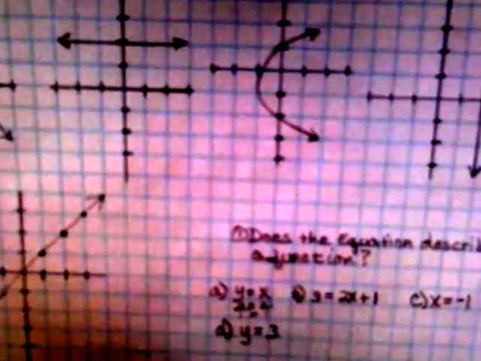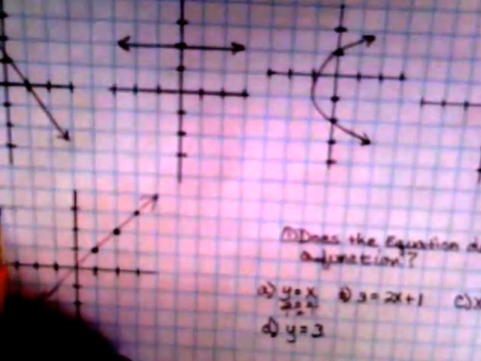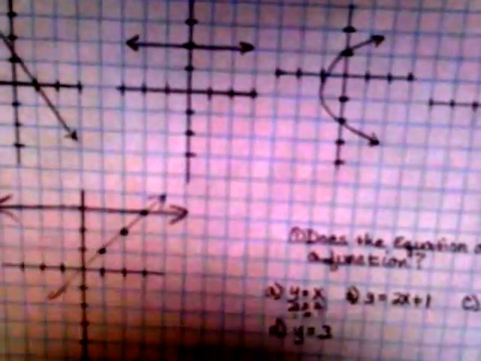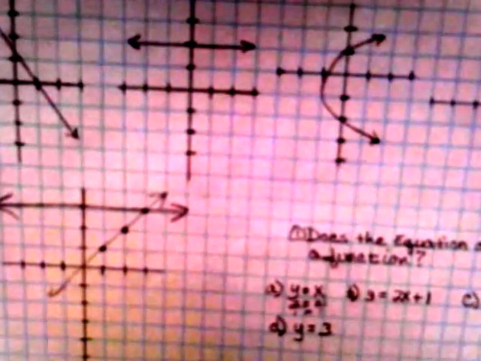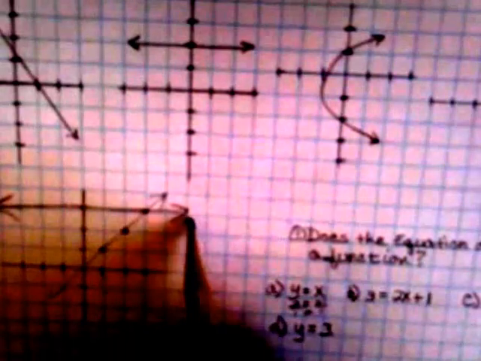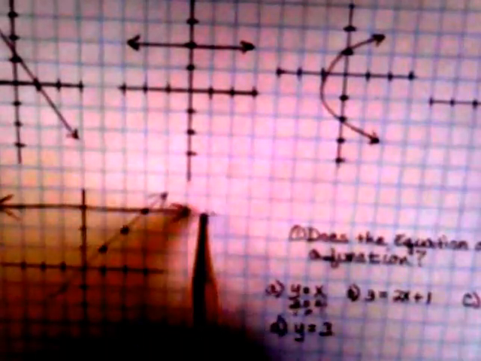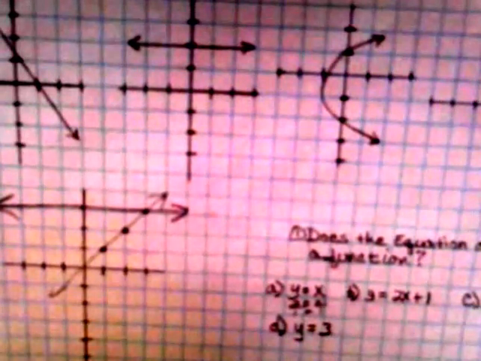And now if y is equal to 3, that means y is always going to be equal to 3. And so if we think about y always being equal to 3, 1, 2, 3, right here would be the graph of y is equal to 3. So yes, it would be a function because x can be absolutely any number. Y is always going to be equal to 3. But x can be any number, so yes, that would be a function.